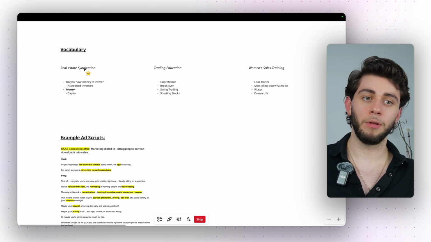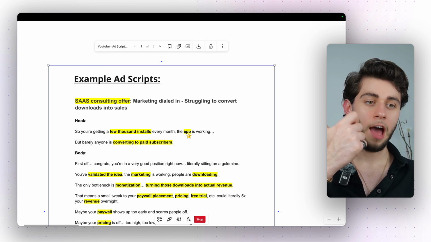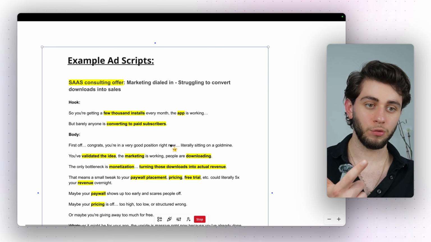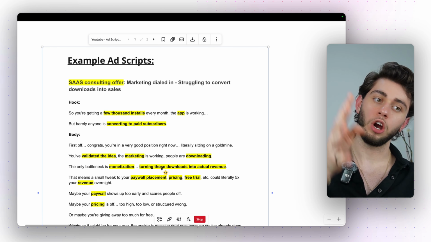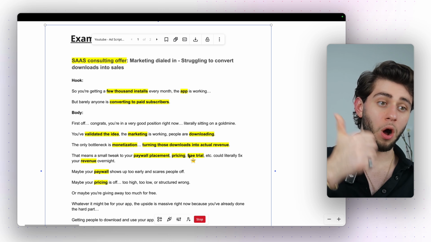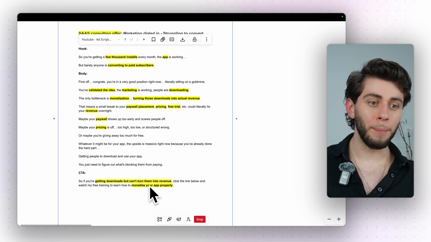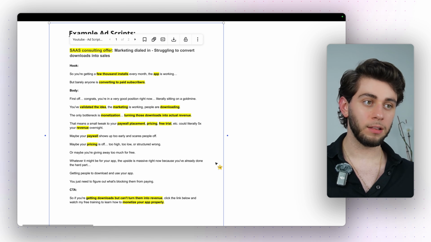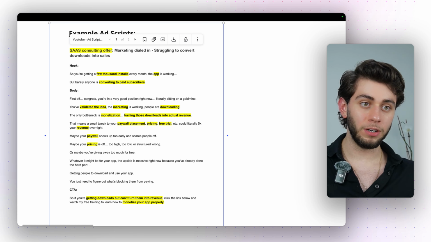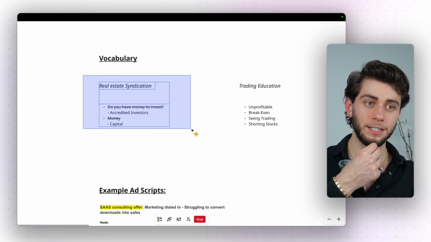So let's say, for example, for this case right here: 1,000 installs, app, converting, paid subscribers, validating the idea, marketing, downloads, monetization, turning free downloads into revenue, paywall, pricing, free trial. So this stuff right here, monetization, monetize your app. The vocabulary that we use is exactly targeted towards SaaS owners because they use these exact words, okay? Let's look at, for example, real estate syndications, okay?